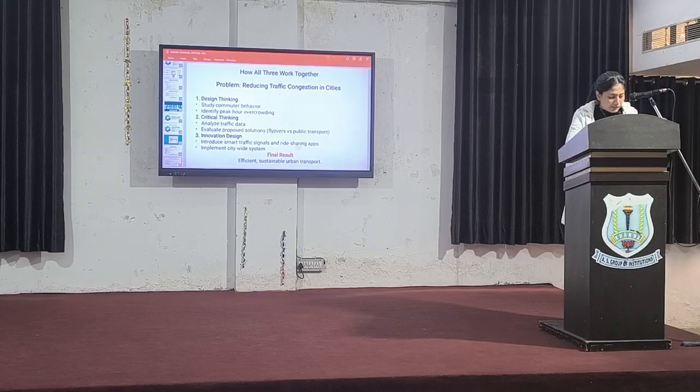What did innovation design do? Introduce smart traffic signals and ride-sharing apps. Implement a city-wide system. Implement it everywhere. What were the final results? Efficient, sustainable urban transport.